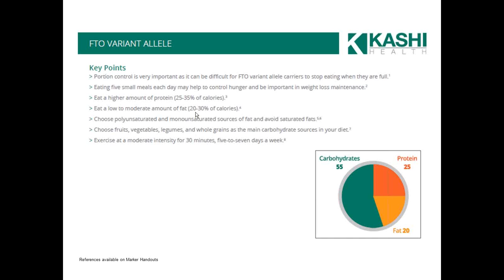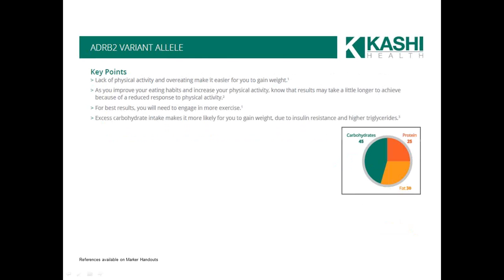Here are just some of the key points involved in the FTO allele. A lot of those we've already discussed: proper macronutrient choices, macronutrient ratios, how frequently to be consuming your meals. Same thing with the ADRB2: recommendations of physical activity, how to structure your macronutrient ratios, and how to select the correct carbohydrate and fatty acid choices.